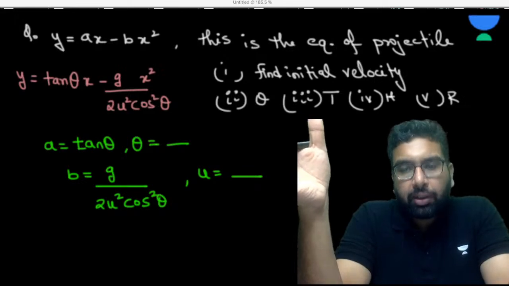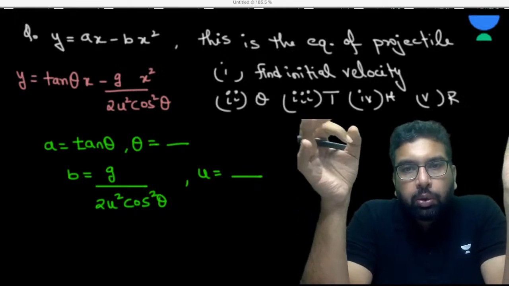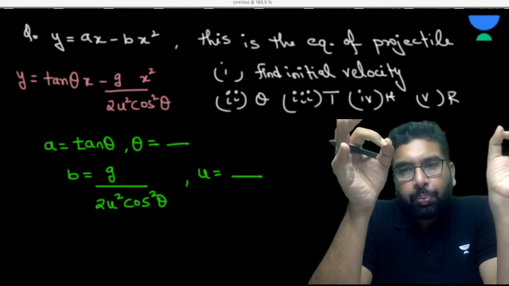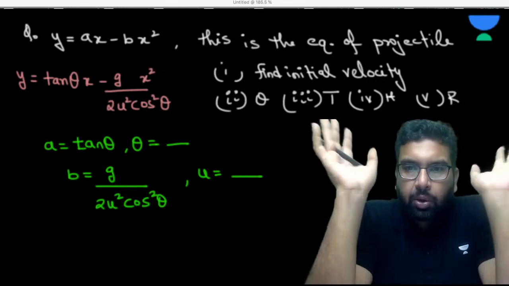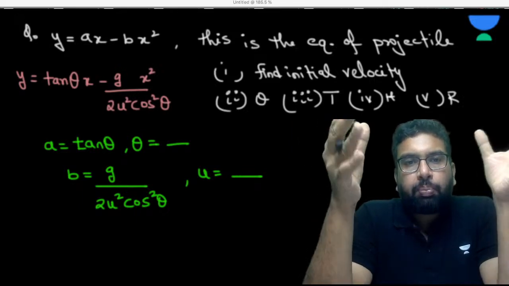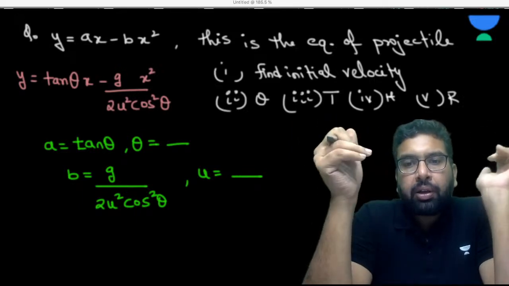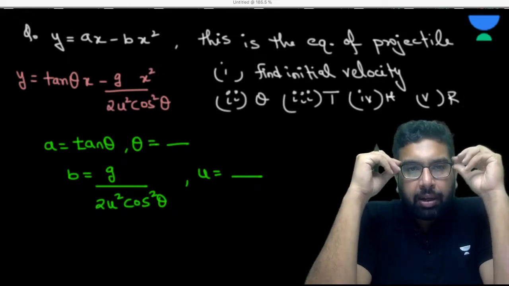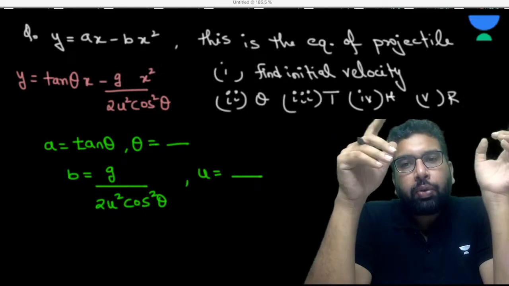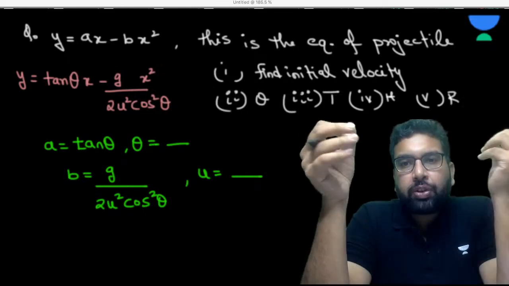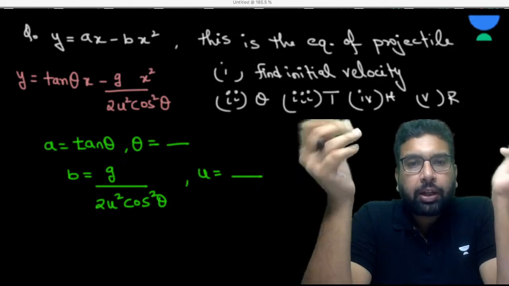So what we are doing very simply, Shraddha, are you getting my point, beta? We compared the x component. In x, above is a and below is tan theta, so we compared tan theta and a. What we did? ax minus bx square. So the component of x compared with the standard equation of trajectory. Okay, so a will become tan theta. Now from this you will be able to get the theta, and when you compare the coefficient of x square, you will be able to get u.